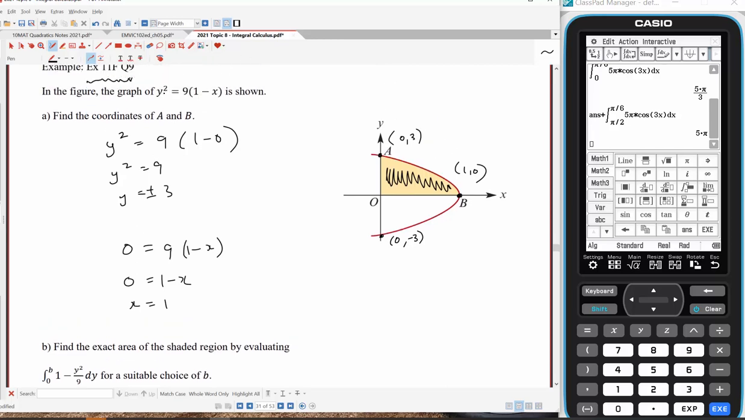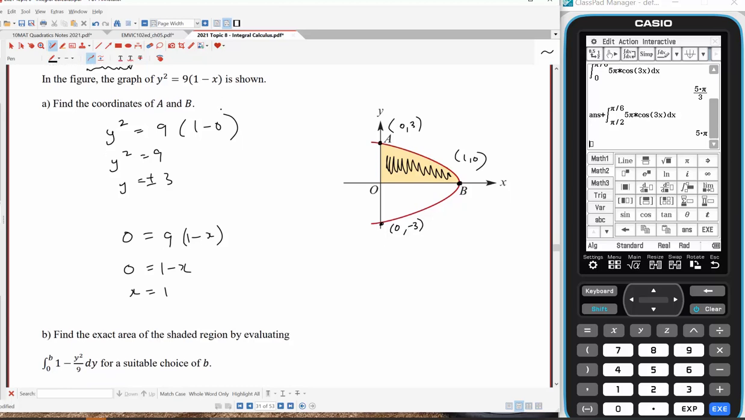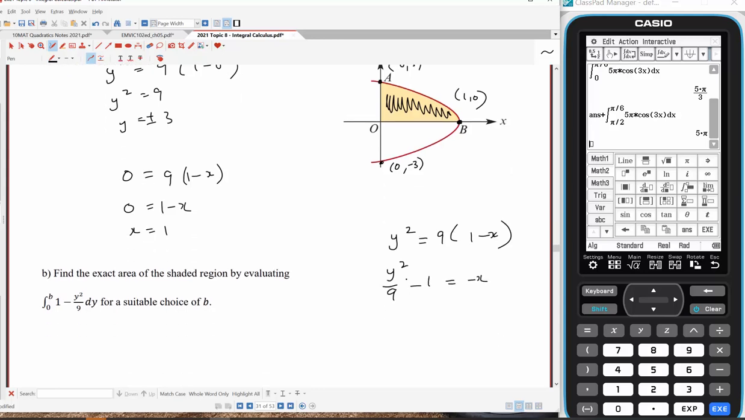Now at the moment we've got y squared almost as the subject. To integrate on y, or to have the independent variable being y, we need to solve this thing for x. So I'm going to do that. I've got y squared equals 9(1 - x). So I need to make x the subject, so it's going to be y squared over 9, take away 1 equals negative x. x is, funnily enough, 1 - y squared over 9, which is just what this is here. So what I'm going to do is just integrate this between 0 and a suitable value of b to get the area.